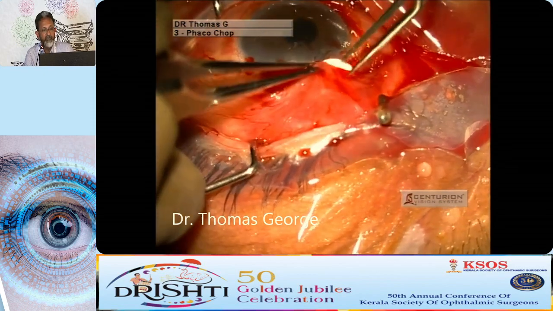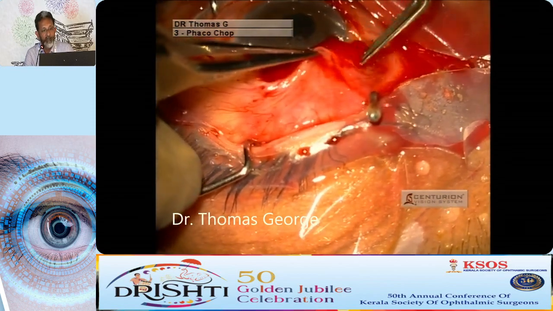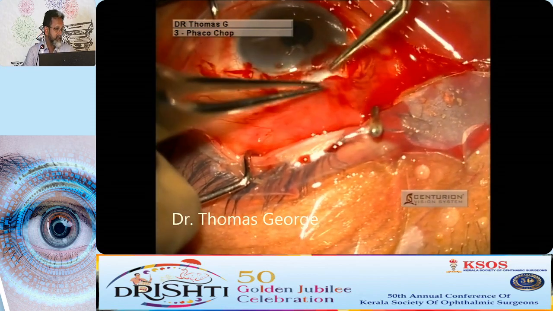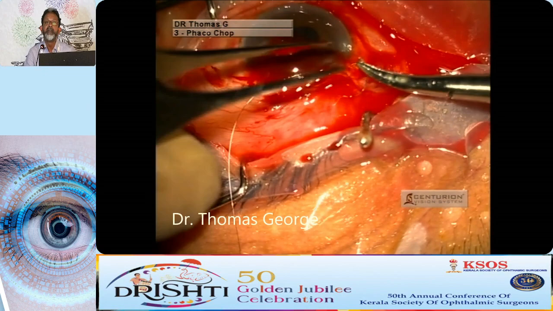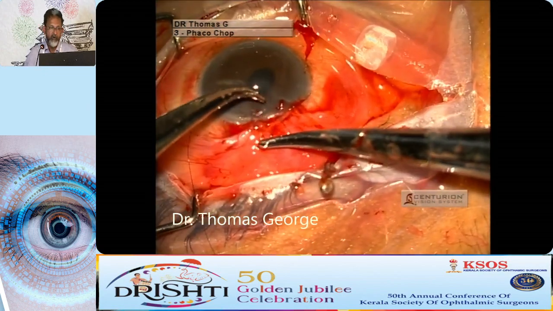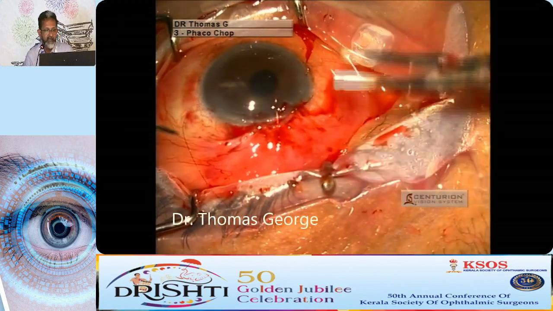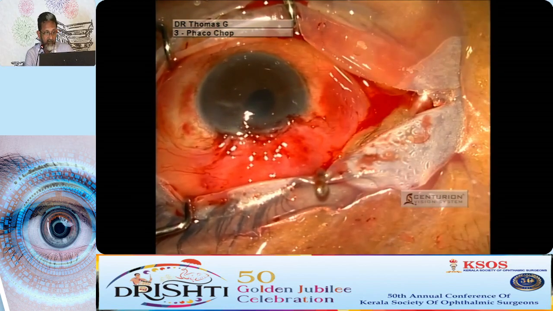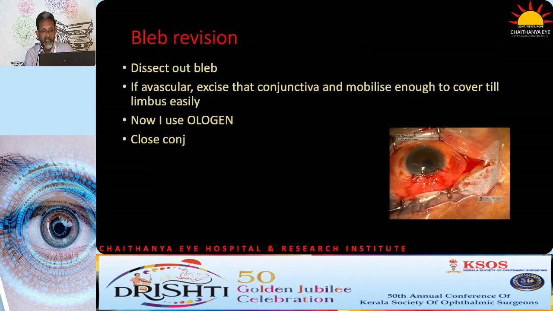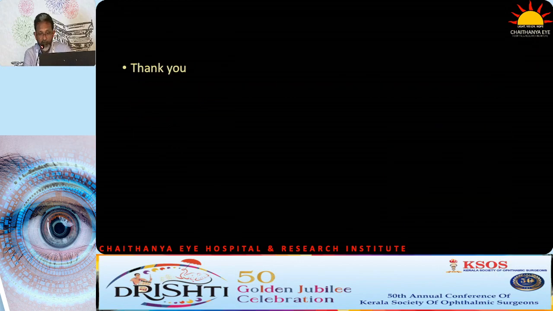With Ologen, it's simple. You just put it in there and close the conjunctiva. If you're using sclera, you need to actually suture it down on all four sides, not just like a trap flap where you suture the back end, and close the conjunctiva watertight on top of this. That should restart the trap. Thank you.